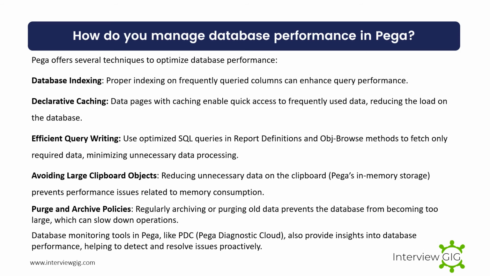Avoiding large clipboard objects. Reducing unnecessary data on the clipboard. Pega's in-memory storage prevents performance issues related to memory consumption. Purge and archive policies. Regularly archiving or purging old data prevents the database from becoming too large, which can slow down operations. Database monitoring tools in Pega, like PDC, Pega Diagnostic Cloud, also provide insights into database performance, helping to detect and resolve issues proactively.